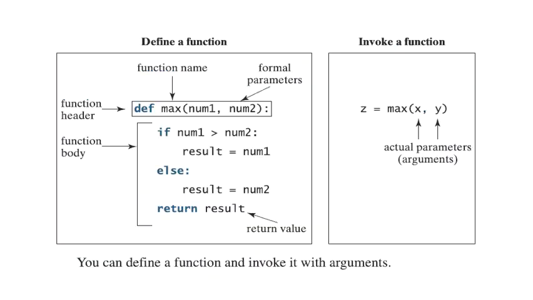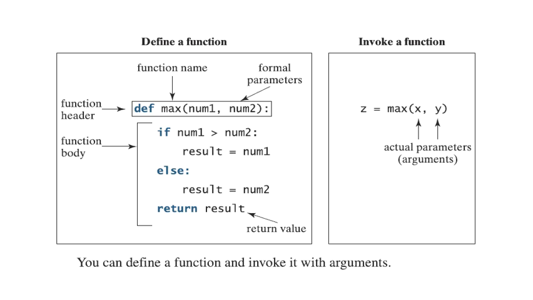Define a function. Here I am going to define a function which is named max. So def max, it takes two arguments, number1, number2. These two arguments are known as formal parameters. The name of the function here is max.